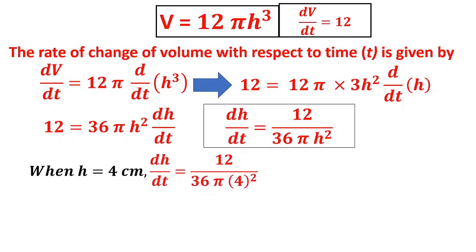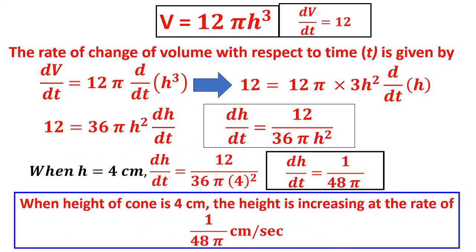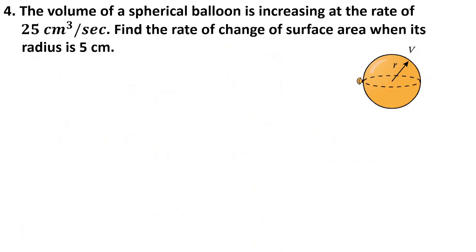Now they want to know what will happen when the height is 4 centimeter. I am putting 4 there. Therefore it will become 1 by 48 pi. It is coming as plus, therefore it is increasing. When the height of the cone is 4 centimeter, height is increasing at the rate of 1 by 48 pi centimeter per second. Here the rate of change of volume is given, and you have found the rate of change of height. Go to question number 4.